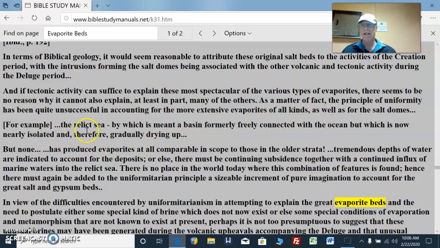For example, the relict sea, by which is meant a basin formerly freely connected with the ocean, but which is now nearly isolated and therefore gradually drying up. But none has produced evaporites at all comparable in scope to those in the older strata. Tremendous depths of water are indicated to account for the deposits, or else there must be some continuing subsidence together with a continued influx of marine waters into the relict sea. There is no place in the world today where this combination of features is found.